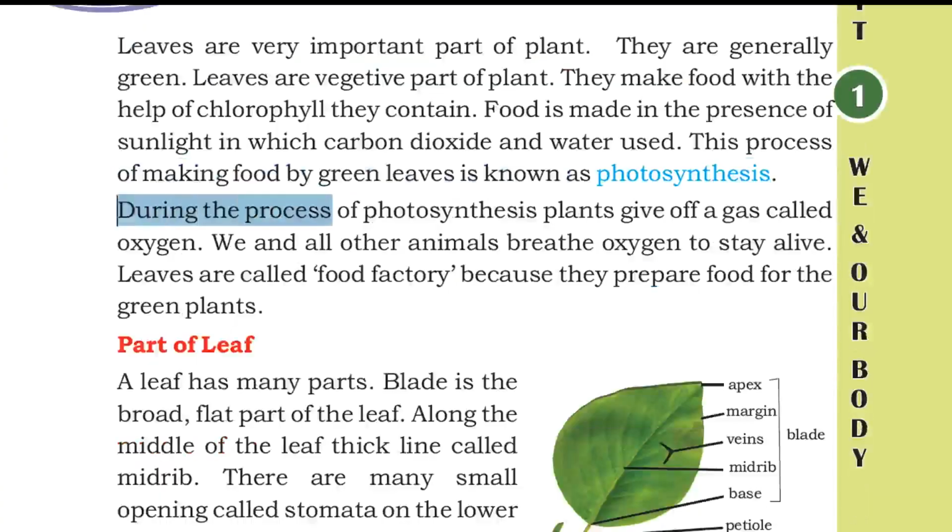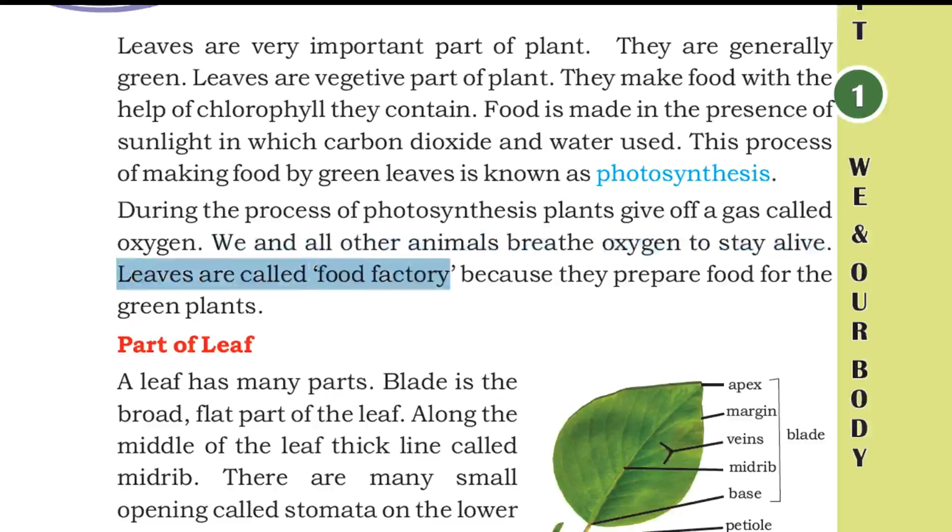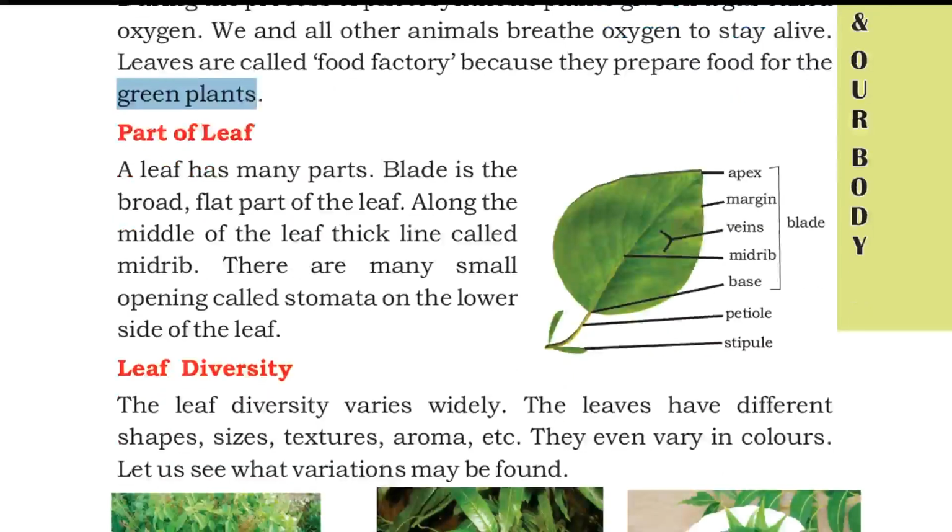During the process of photosynthesis, plants give off a gas called oxygen. We and all other animals breathe oxygen to stay alive. Leaves are called a food factory because they prepare food for the green plants.